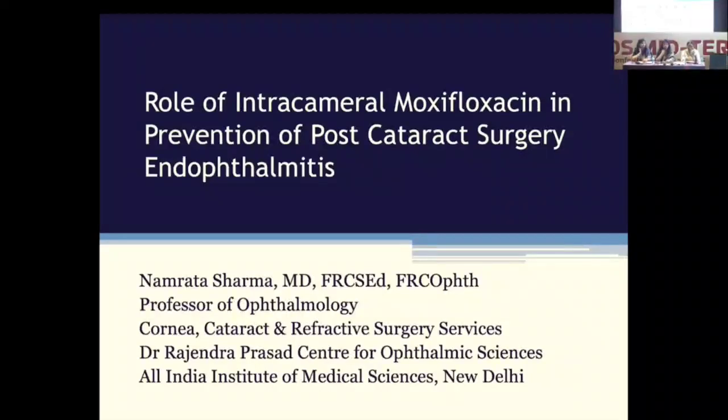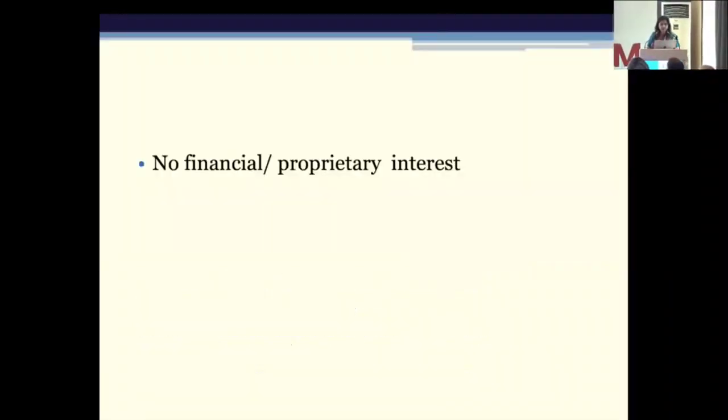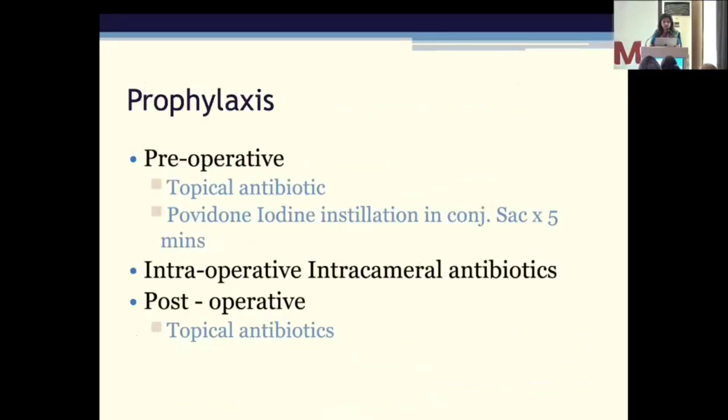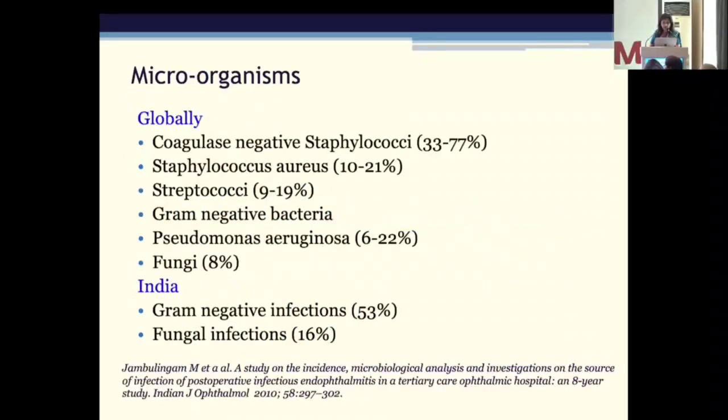So I would be talking to you about the role of intracameral moxifloxacin in prevention of post-cataract surgery endophthalmitis, and particularly about the randomized controlled study that we have done on 60,000 patients. There are no financial or proprietary interests. The incidence has been decreasing over the last decade, from 1 to 0.05 to 0.1%. Prophylaxis is important preoperatively with topical antibiotics, and povidone iodine instillation in the conjunctival sac for 5 minutes, which I think is the most important tool that we have today. Intraoperatively, intracameral antibiotics, and postoperatively the topical antibiotics have to continue.